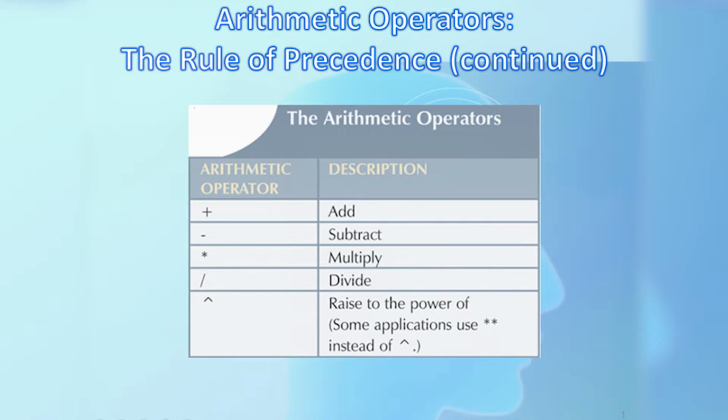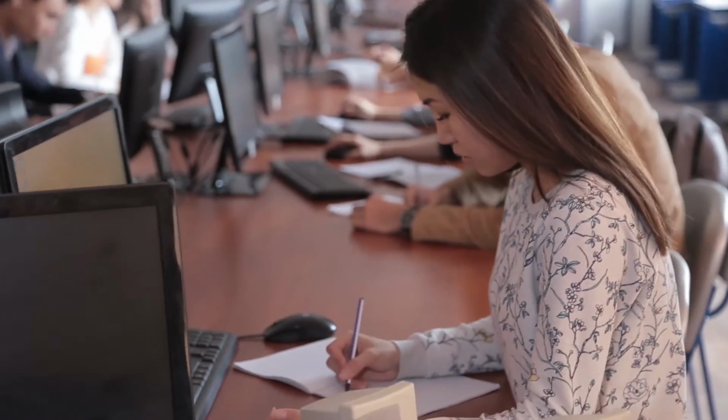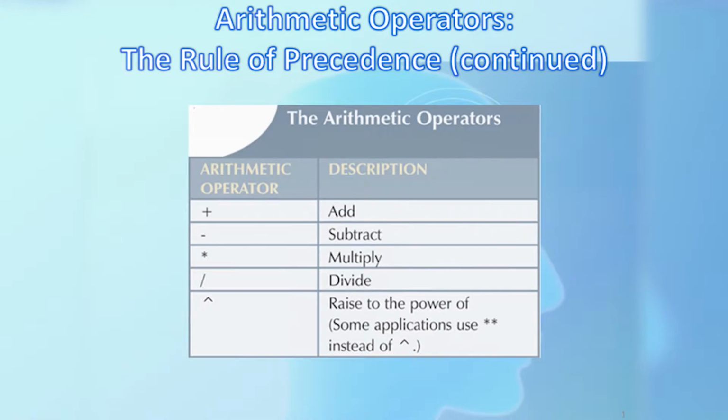Arithmetic operators, the rule of precedence. The table shows us the arithmetic operators, their symbols on the left side, and their description. Add, subtract, multiply, divide, raise to the power of. Some applications use a different symbol instead.